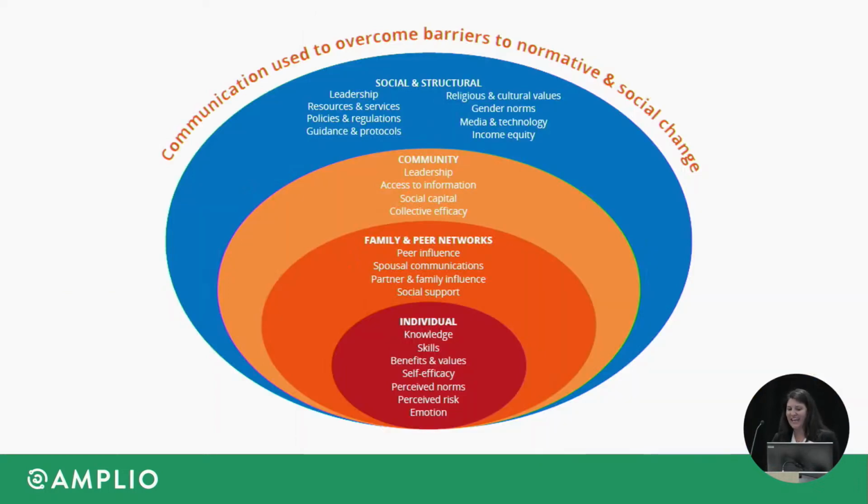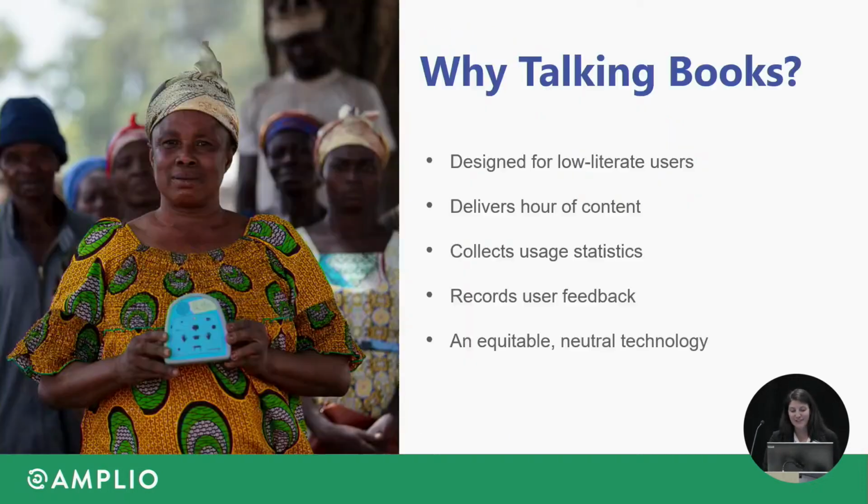So the project took an SBCC approach, a social behavior change communication approach, meaning that the project was aiming to have social impact through effective communication methods and materials that were delivered in these communities. And to deliver those messages, the project decided to use the talking book. And the talking book is produced by Amplio, and there's a photo of it here on the screen.